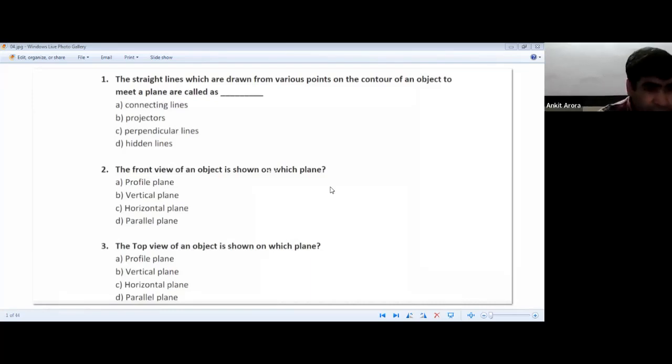Okay. The top view of an object is shown on which plane? Okay. B7, you're correct. Very easy. Let's just do it quickly. I want to take up a lot of questions today, so that we are thorough with this topic and you are not committing any mistakes in this particular question. Okay, B7C, correct. So horizontal plane is the one that is there for your drawing of the top view. Okay. So let's move to the next one.